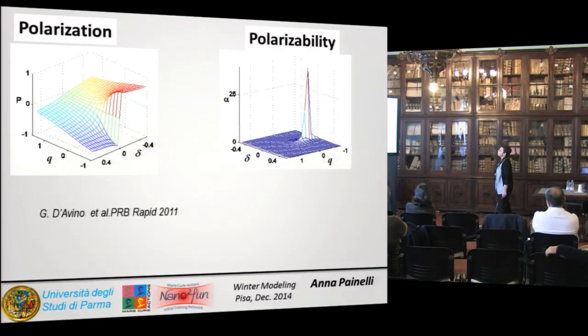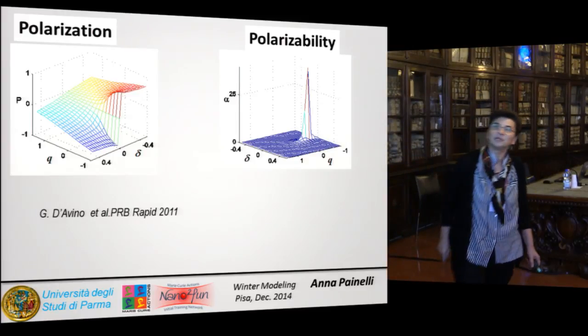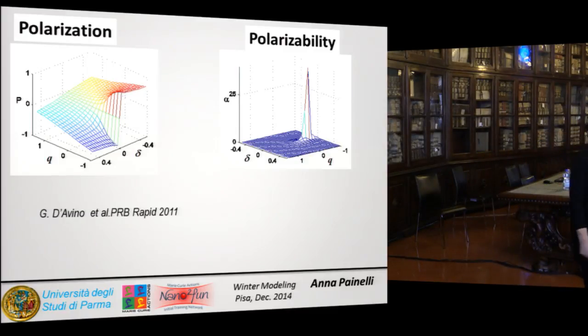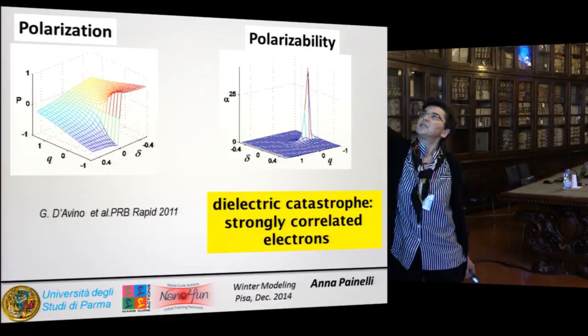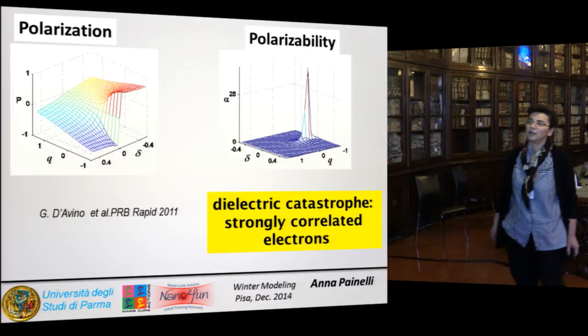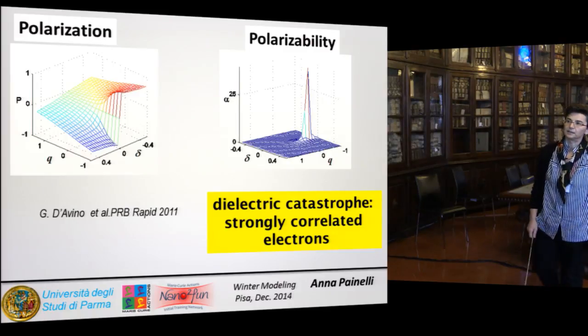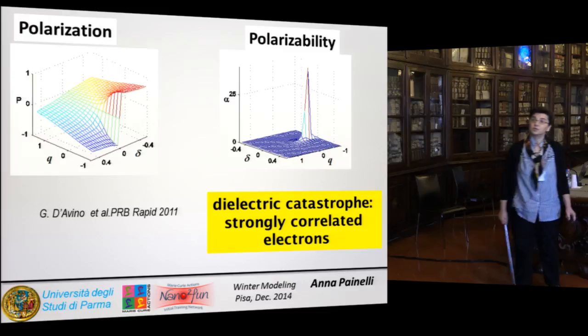Just to show you two beautiful pictures, I'm not sure you can appreciate them. This is the polarization on the Q delta plane, and this is the polarizability. You see they are very, very strange, and again, the reason is that we are in a system with strongly correlated electrons, and indeed, this is a divergence, and that points to what is known as the dielectric catastrophe for strongly correlated electrons. So this is pretty interesting.